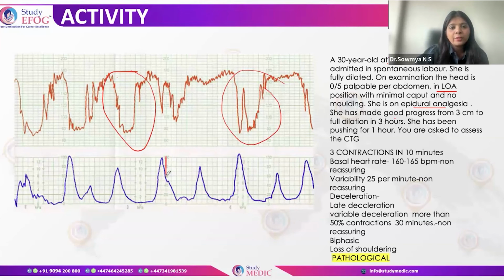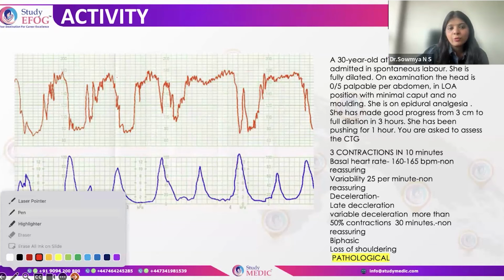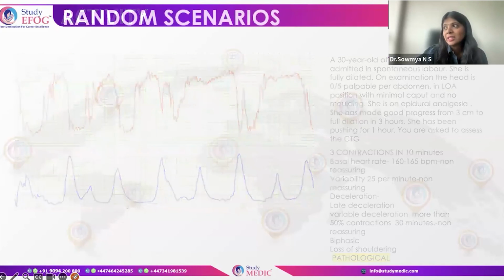If you go from here to here, that's what you take as 10 minutes. So it's roughly around 3 contractions and variability is good, but there is a variable deceleration with W, and this is a late deceleration when you compare to the contraction. You can see there is no shouldering here. Generally it has to be here and this has to be here, but that is not there. So obviously it is a pathological CTG. So you need to think of going for FBS or scalp stimulation, and probably you can think of cesarean section versus delivery.